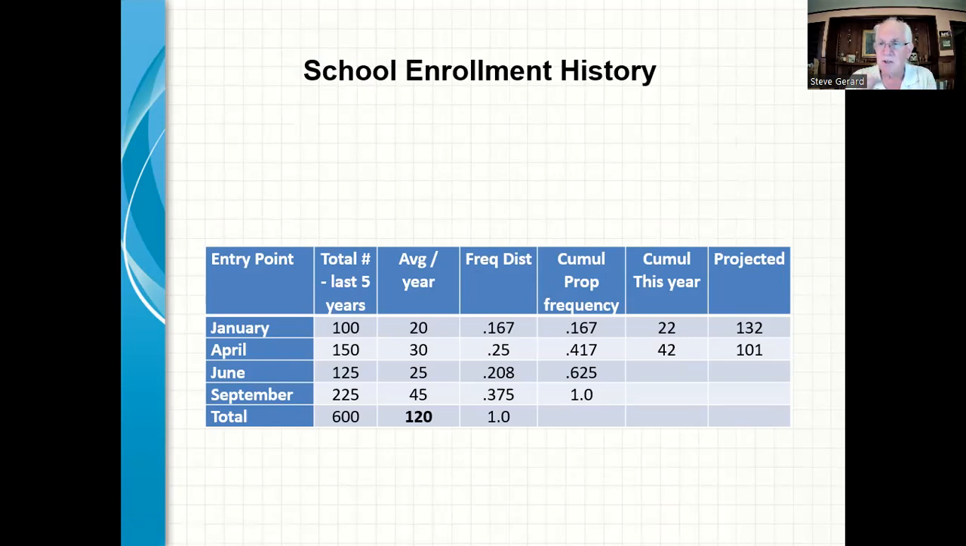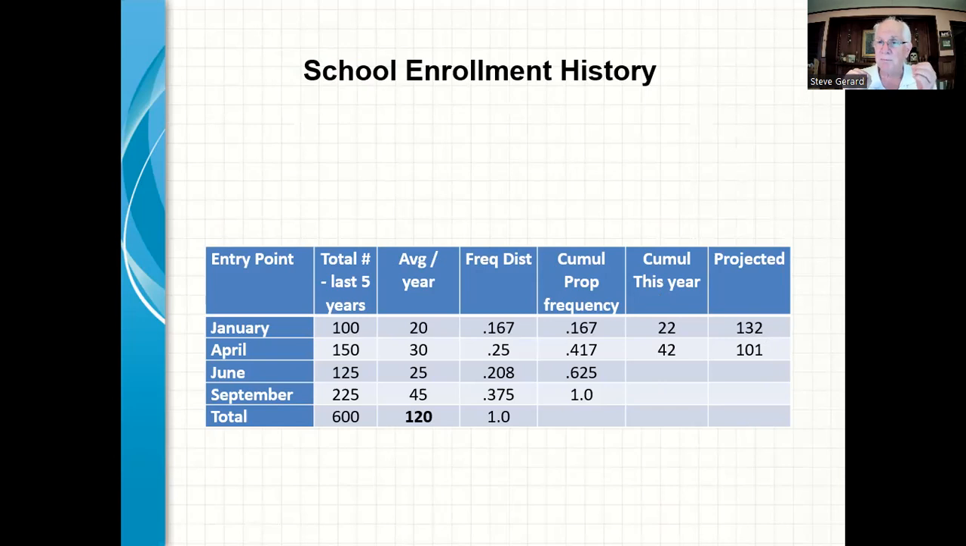This is what a cumulative proportional frequency distribution gives you, because what you get here is you'd say, this is what I can expect in terms of the number of students enrolled. This percentage, this cumulative proportional frequency, is the percentage that I expect to have enrolled by any given point. I can take what I actually got this year in the cumulative, and it gives me a way of projecting what I've got out here.